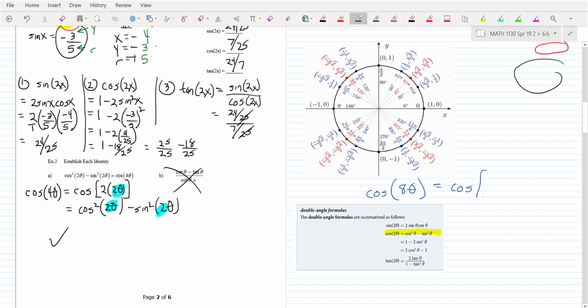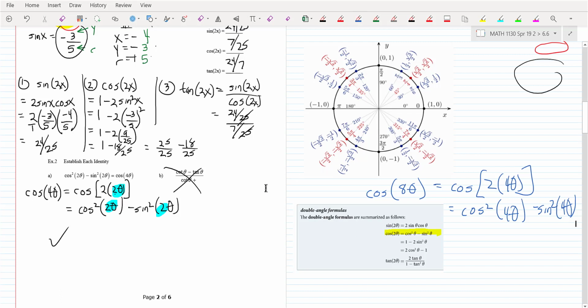You would just do cosine of double 4 theta, right? Then what would the answer be? Then it would be cosine squared of 4 theta minus sine squared of 4 theta, like that. Okay, that's how that goes. That's the simplest way to prove that one.